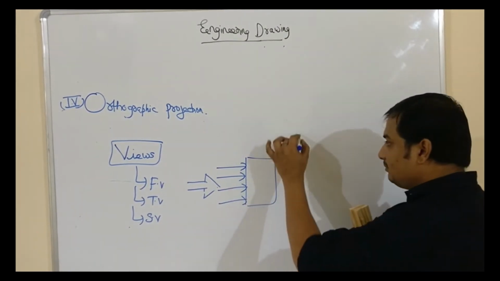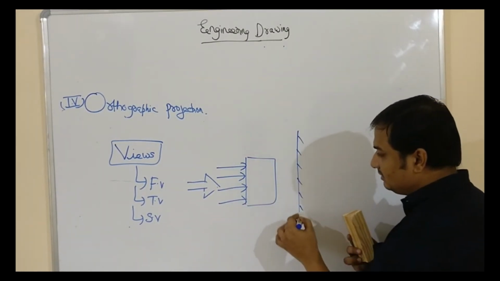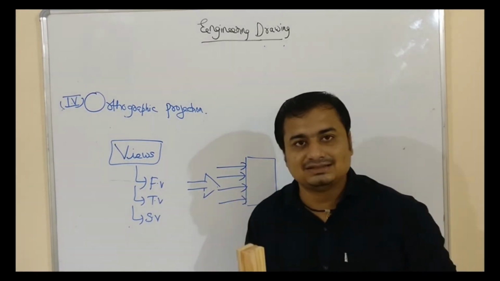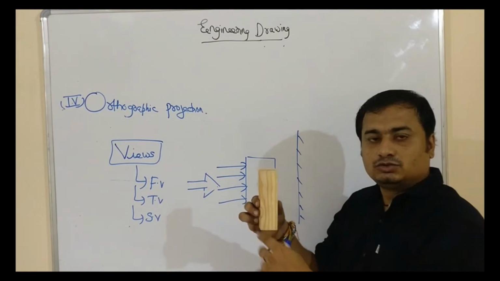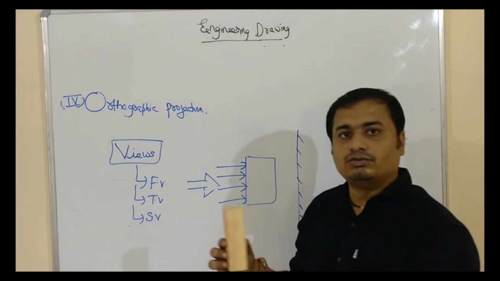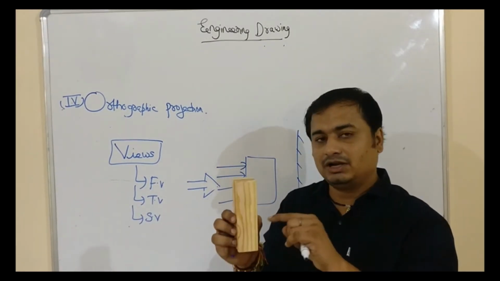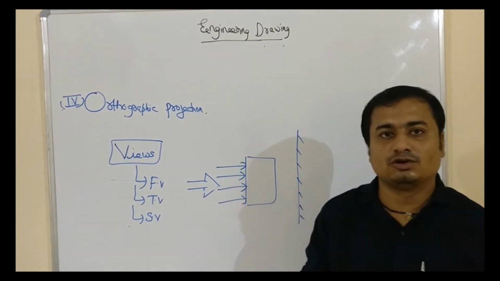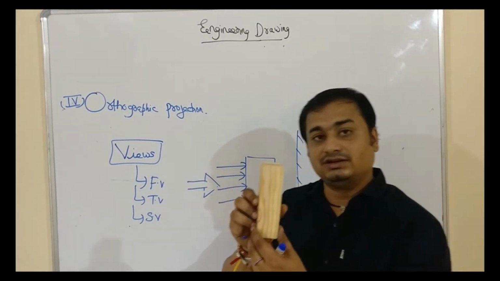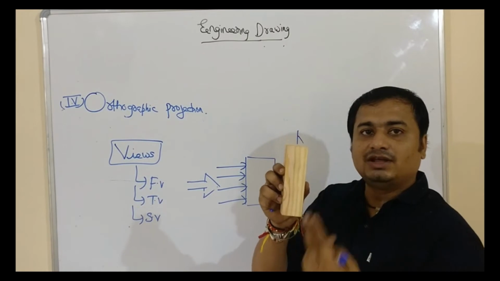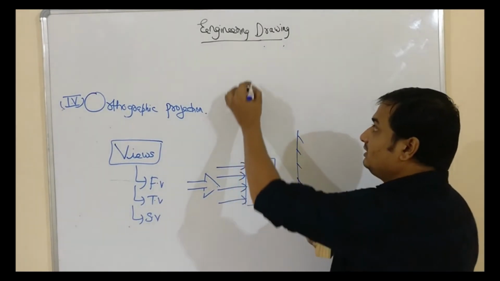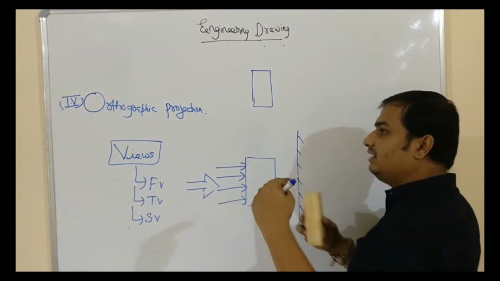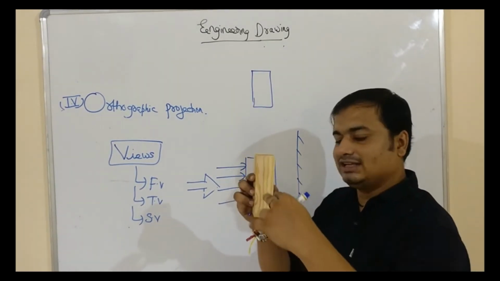At the back, suppose there is a blank sheet. Now this board is a blank sheet. The image that is going to be projected on that blank sheet for this particular object will be its orthographic projection. So when you visualize this duster from the front, at the back we will be able to see only this rectangle. This rectangle is the front view of the duster because we have visualized it from the front.